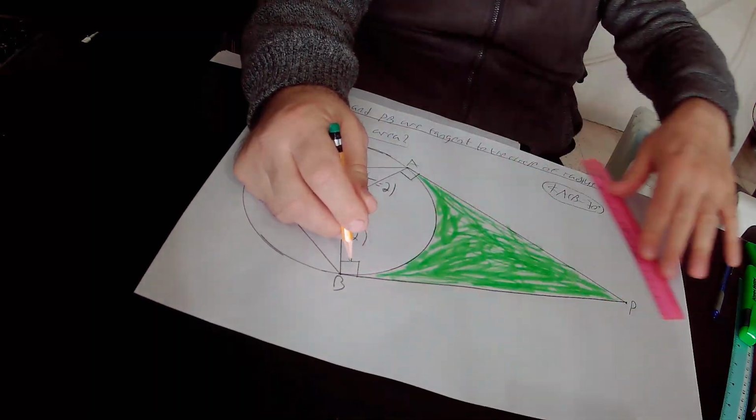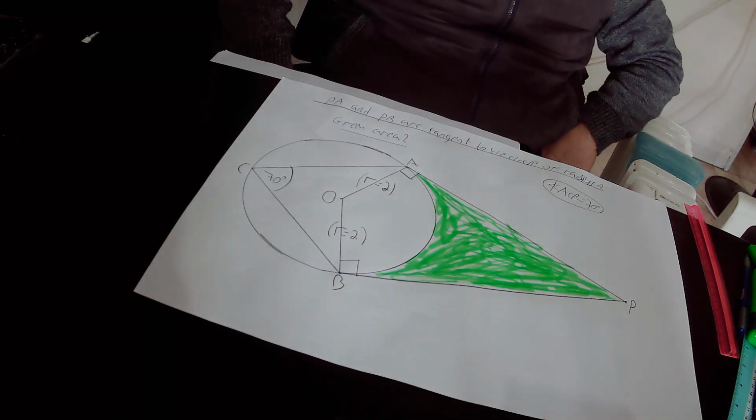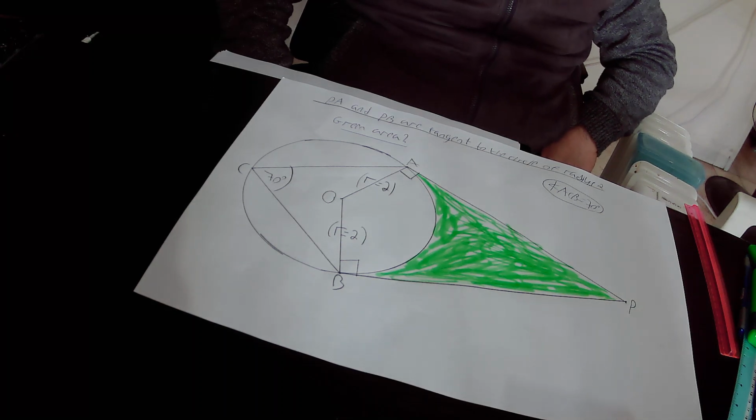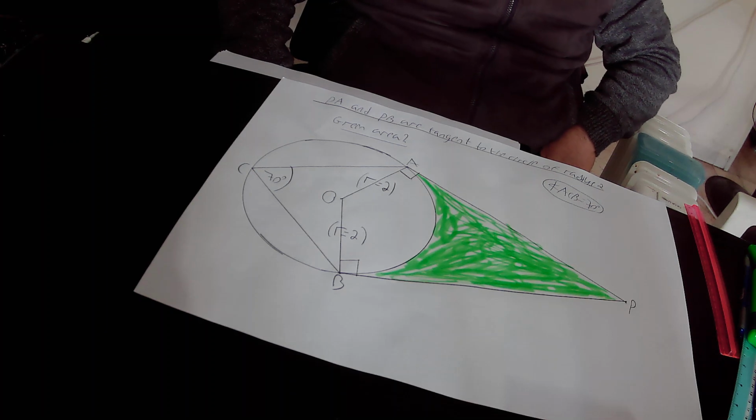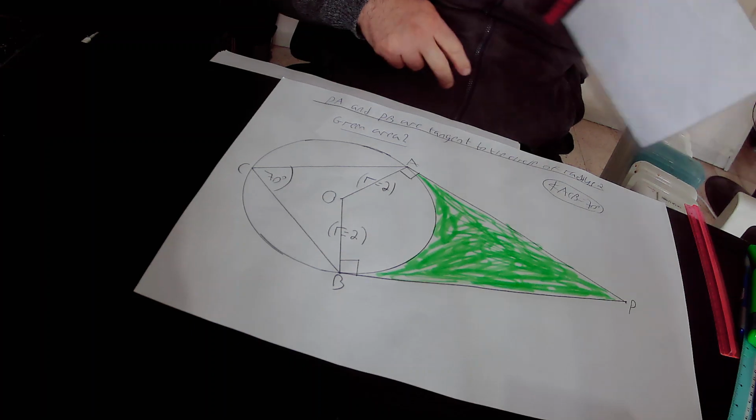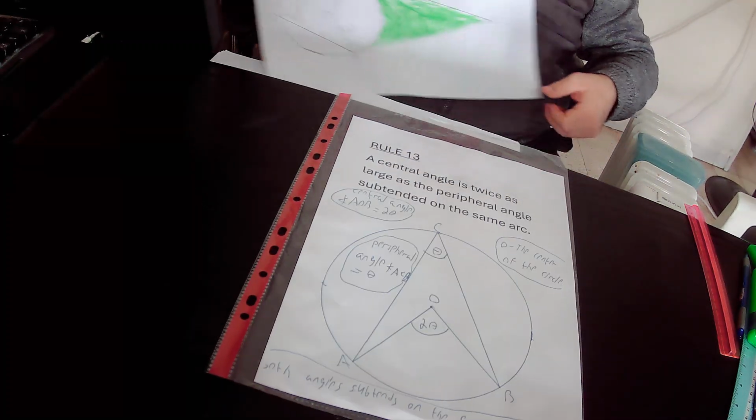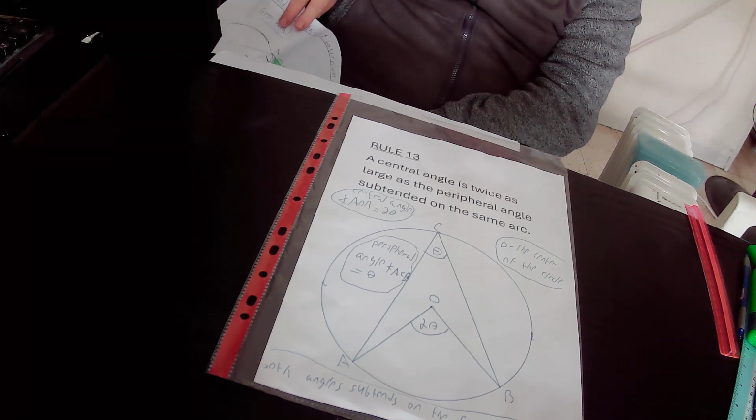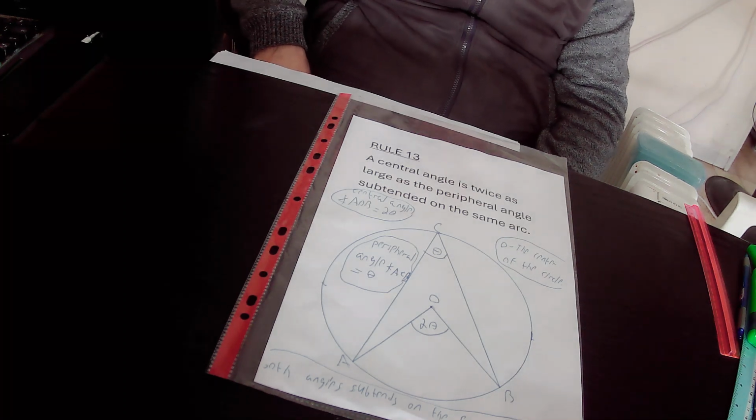So in the next step, I will present to you a new rule, and we will implement the new rule in our drawing. The new rule is rule 13. According to rule 13, a central angle is twice as large as the peripheral angle subtended on the same arc. So I repeat again rule 13: a central angle is twice as large as the peripheral angle subtended on the same arc.